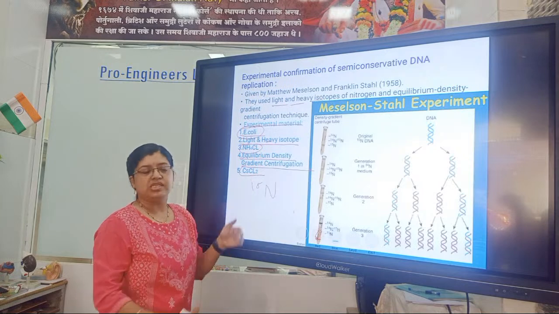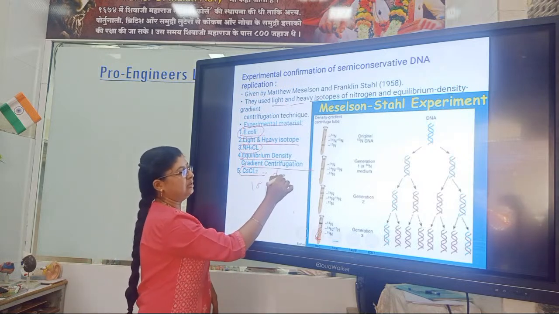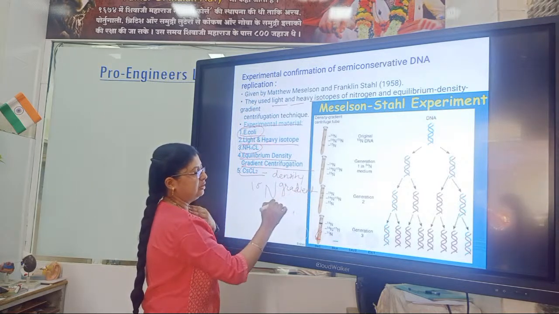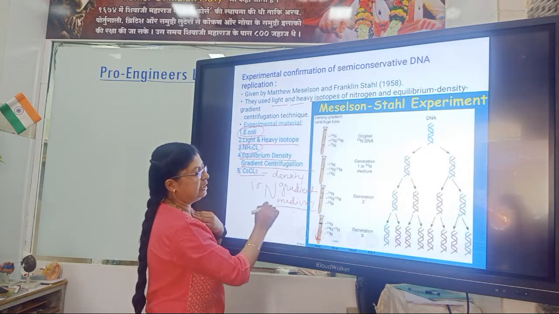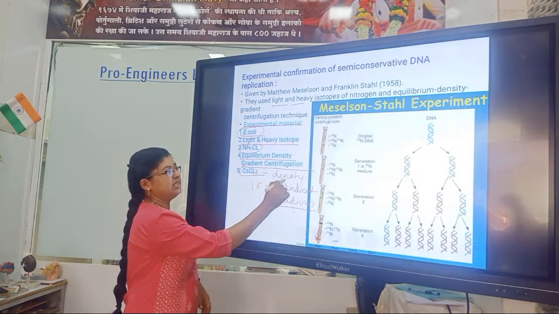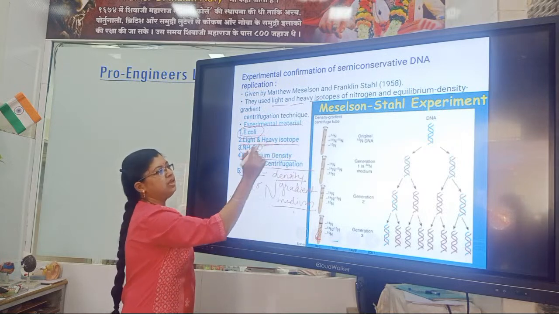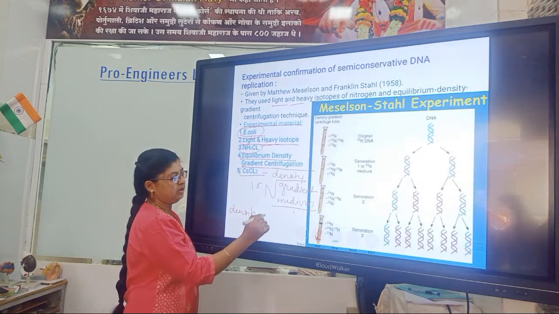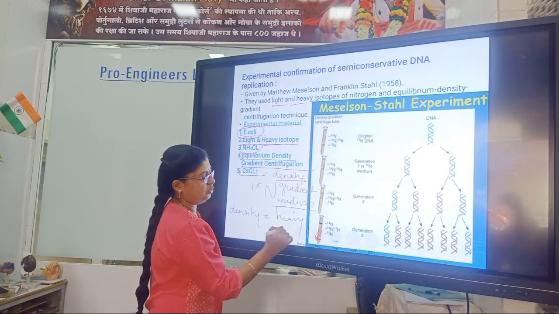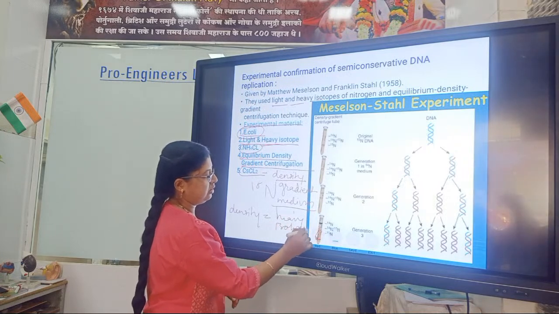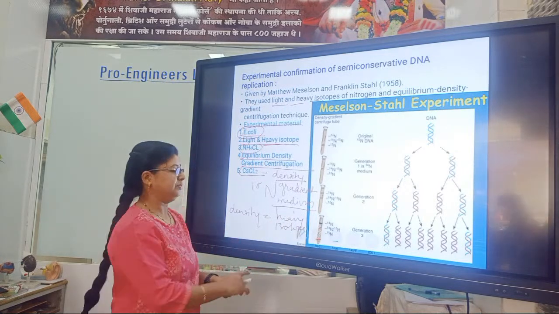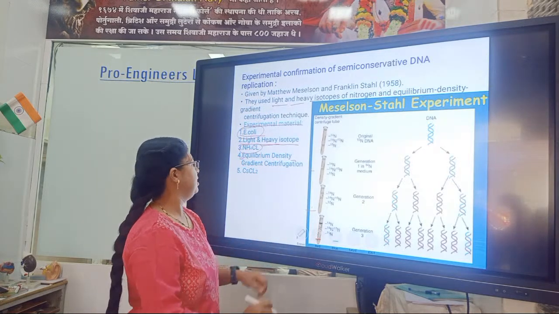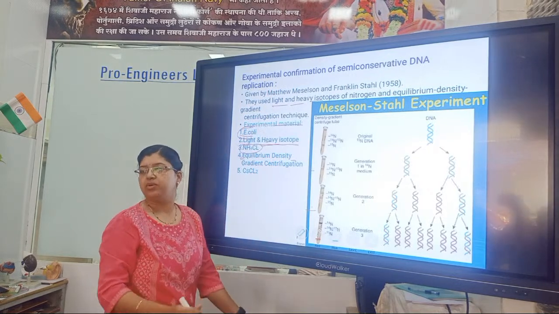They used the medium cesium chloride, which is a density gradient medium, whose density is equal to the heavy isotope. What happens? See, they first take E. coli.